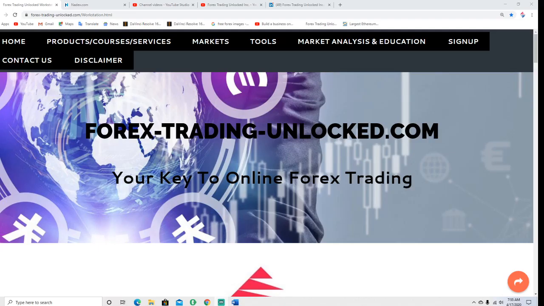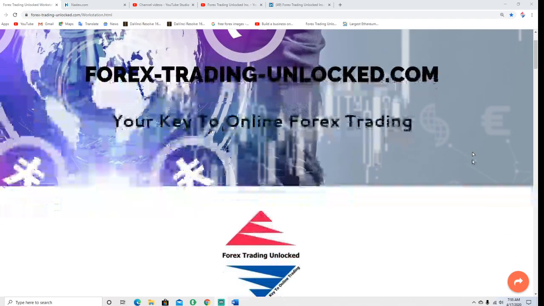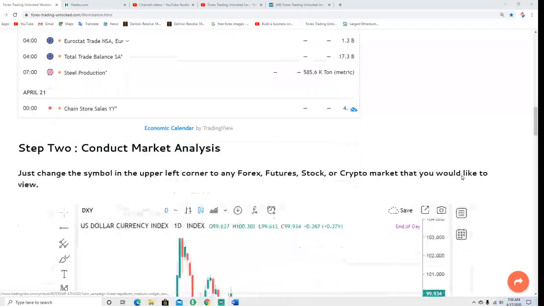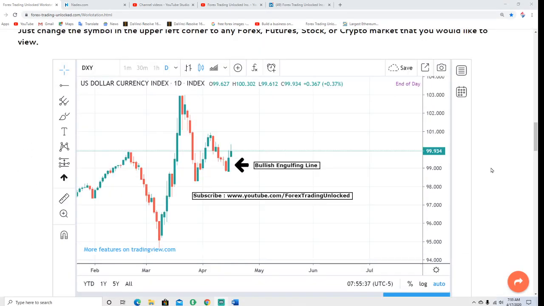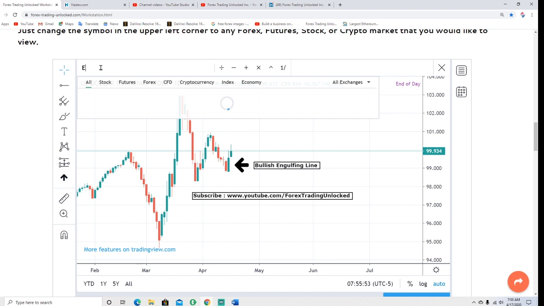With that, let's go to our live action screen here. We have the Forex-Trading-Unlocked.com website pulled up, and we also have the workstation page pulled up with our charts ready to go. The dollar index had a bullish engulfing line 2 sessions back and is trying to make a run at resistance. Today we'll see how it's shaping up. Right now the dollar is a little weaker, but it is short-term bull going into Friday. So let's see how it is shaping up.